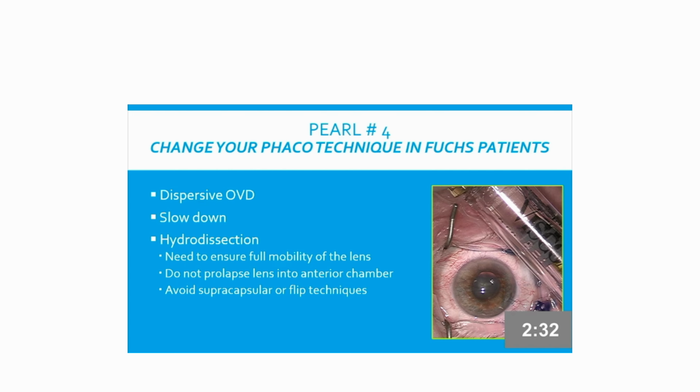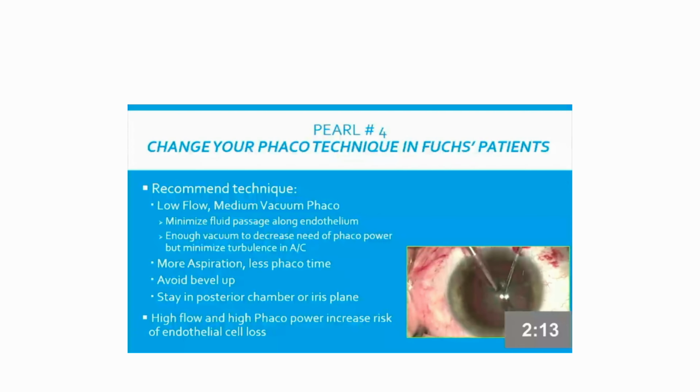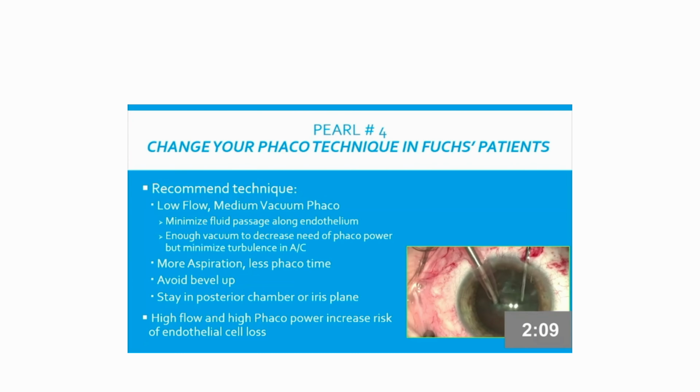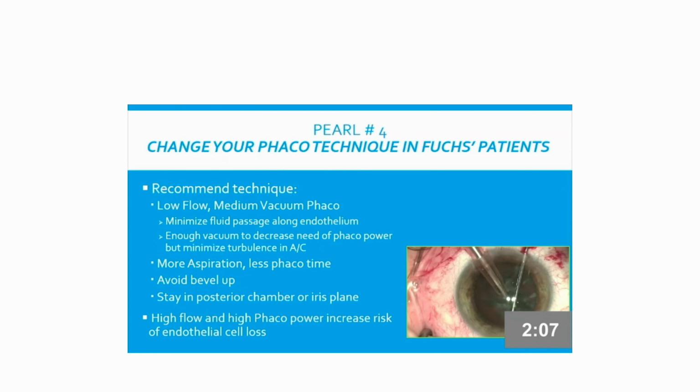Pearl number 4, change your phaco technique in these patients. We want a dispersive OVD. We want to slow down our procedure very carefully, a very good hydrosection to make sure the lens is mobile. We don't want to prolapse this lens into the anterior chamber, so avoiding supracapsular or flip techniques. We want to use low flow, medium vacuum phaco. We want to minimize the fluid passage along the endothelium, certainly enough vacuum to decrease the need of phaco power, but minimize the turbulence in the AC.